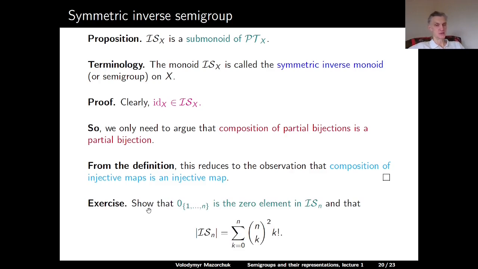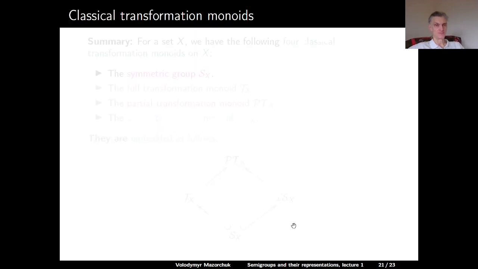It's a nice exercise to check that the zero partial transformation, whose domain is the empty set, is the zero element in the monoid IS_n, and in fact in the monoid PT_n, and that the cardinality of IS_n is equal to the sum over all k from 0 to n of (n choose k) squared times k factorial.